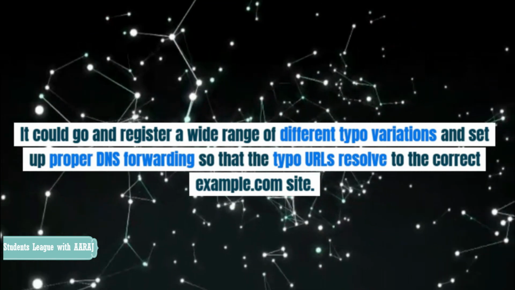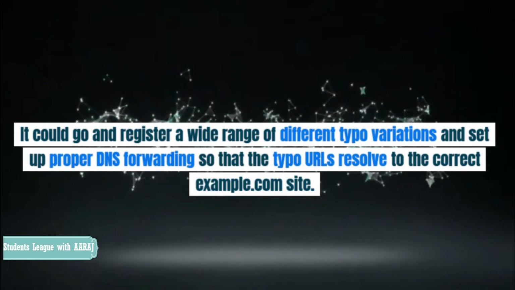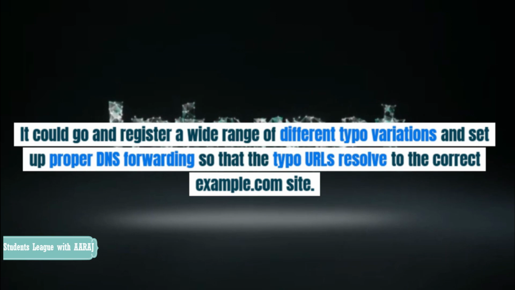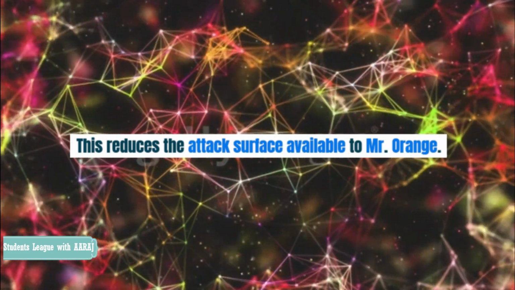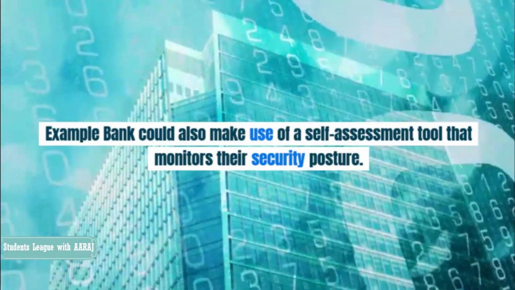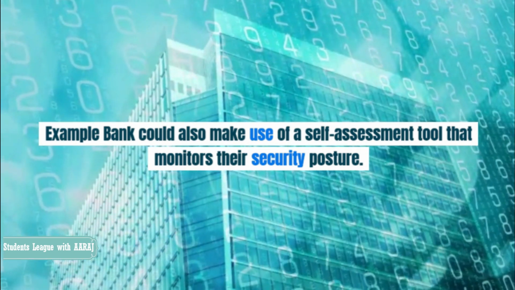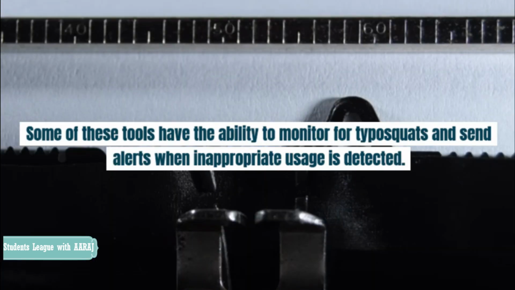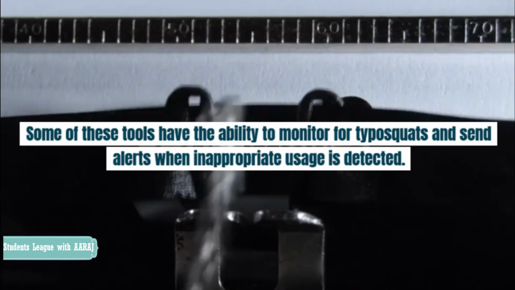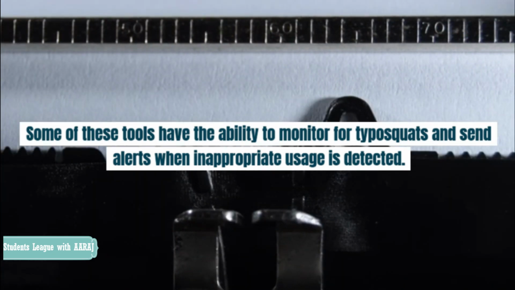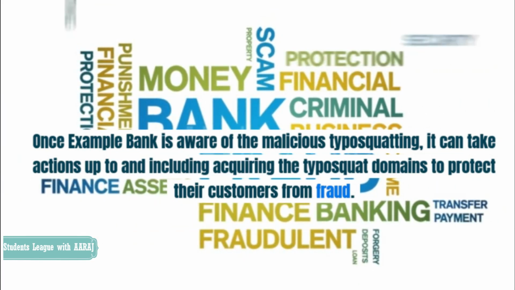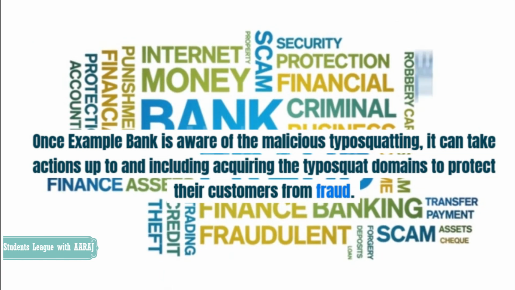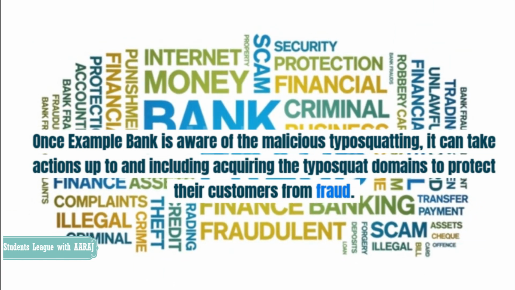It could go and register a wide range of different typo variations and set up proper DNS forwarding so that the typo URLs resolve to the correct example.com site. This reduces the attack surface available to Mr. Orange. Example Bank could also make use of a self-assessment tool that monitors their security posture. Some of these tools have the ability to monitor for typosquats and send alerts when inappropriate usage is detected. Once Example Bank is aware of the malicious typosquatting, it can take actions up to and including acquiring the typosquat domains to protect their customers from fraud.